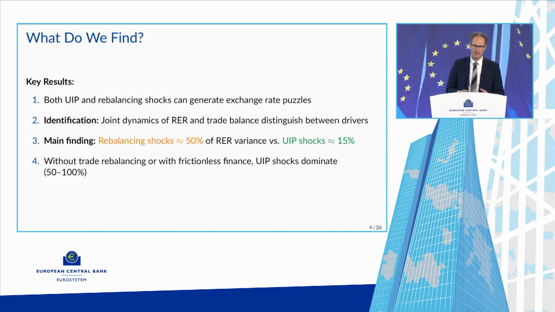The main finding is that in the most complicated model, the estimated DSGE model, the rebalancing shock ends up accounting for 50% of the variation in the real exchange rate, whereas the UIP shocks, while important, have gone down to 15%. Whereas in other formulations in the past, if you leave out these rebalancing shocks, you would find that UIP shocks explain close to 100% of the volatility of the real exchange rate.